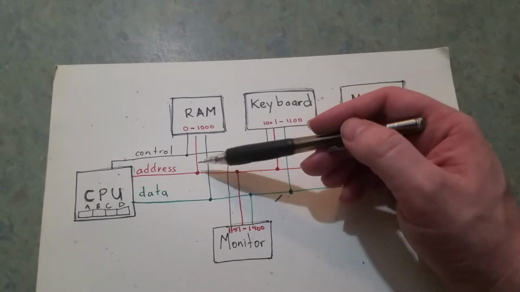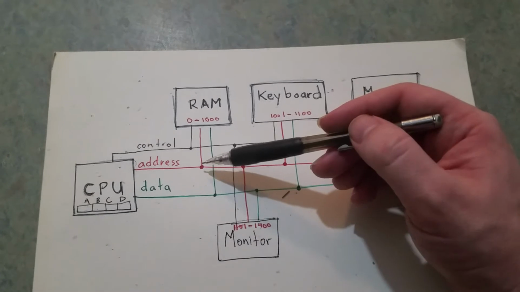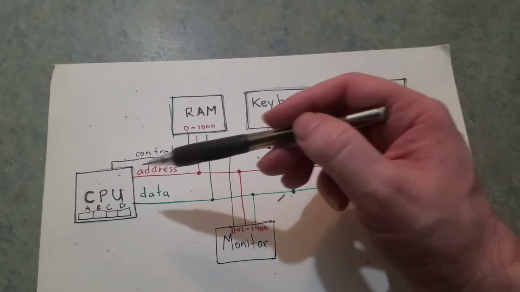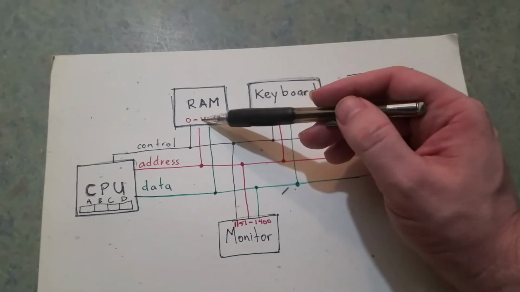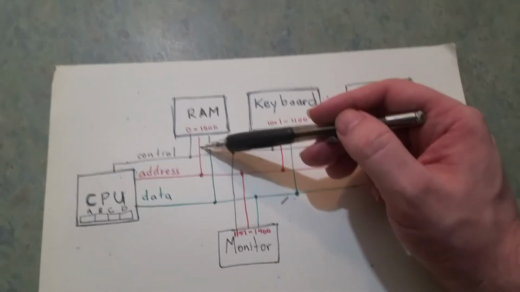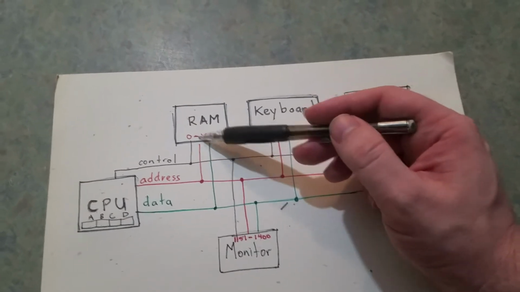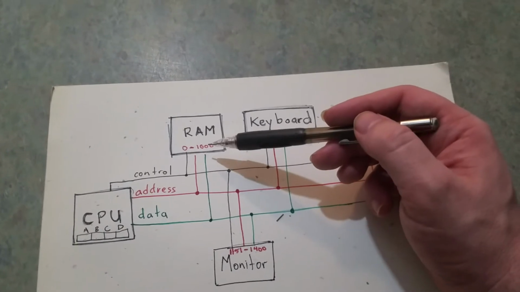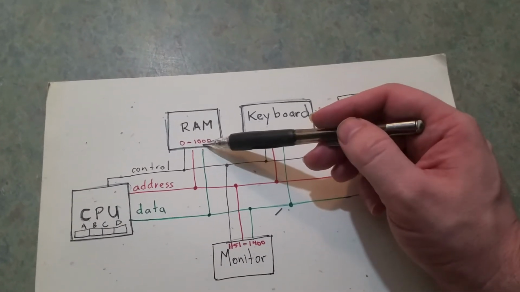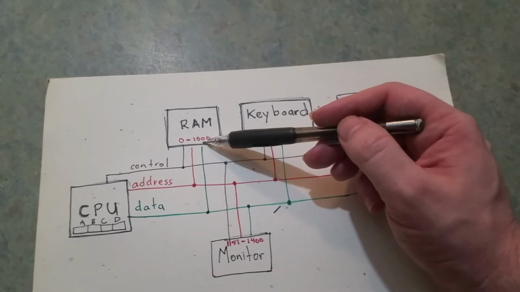However, we're addressing, let's just say, bytes for this case. This is a little tiny 8-bit CPU, and it only knows how to handle bytes. So this RAM has addresses 0 through 1000 here. So this thing can store 1001 bytes. Yeah, I think so.